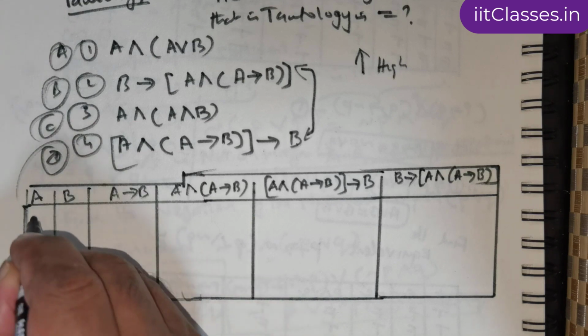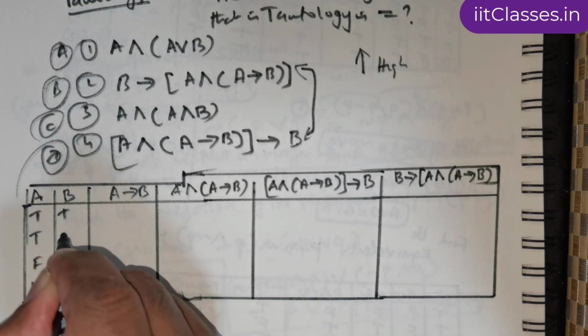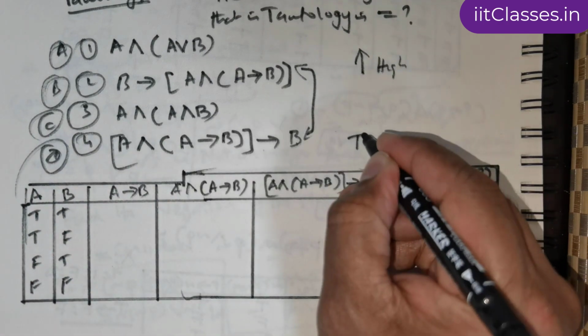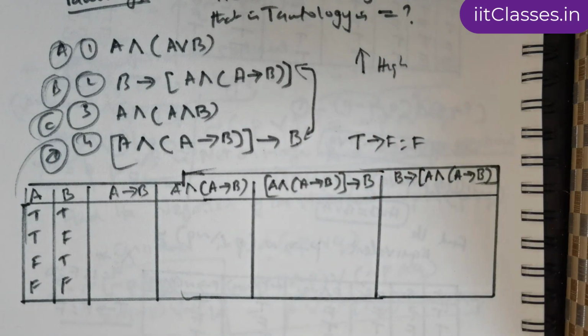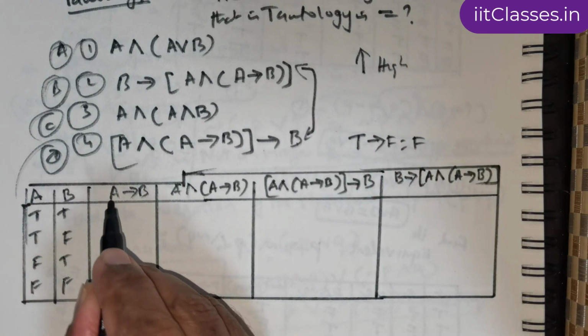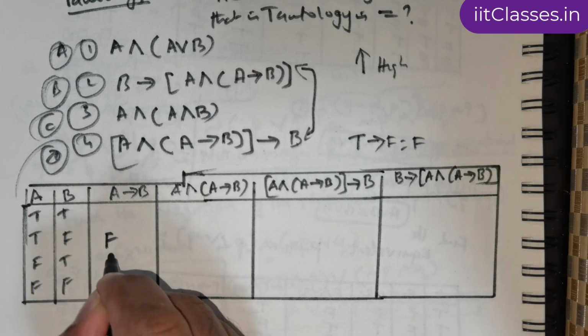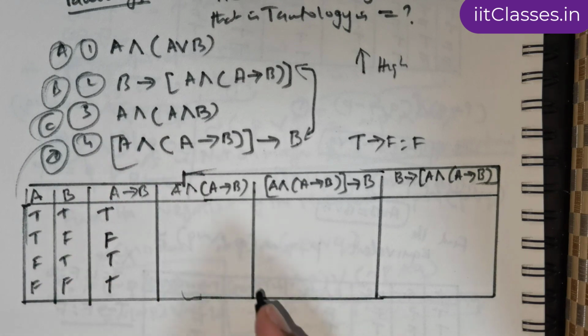Okay, so I'm going to take the values as T, T, F, and F. So this is going to be T, F, T, F. Now we are going to use this technique. T going to F will give me F. So this is A conditional B, so T going to F will give me F. The rest of the outcomes is going to be T, T, T.